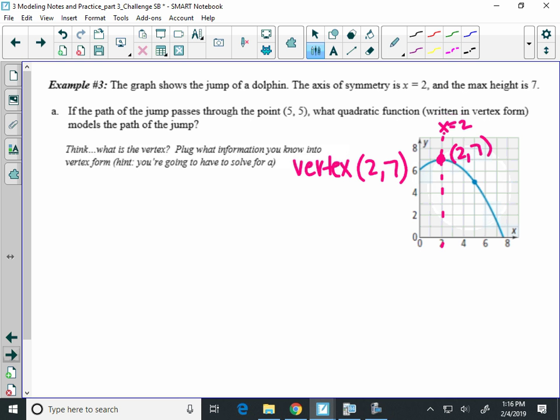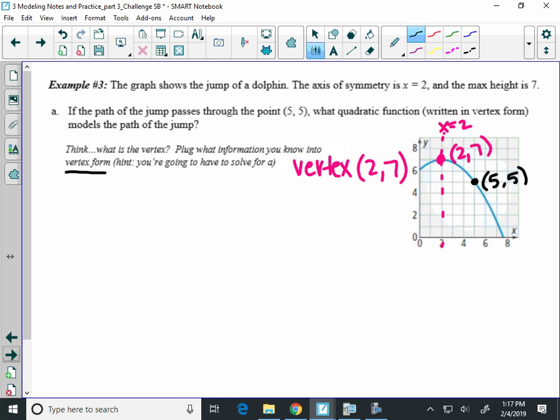Now, if the path of the jump goes through the point (5, 5), that means the dolphin ends up jumping 5 feet out and 5 feet high. We want to know what is the equation of the path of the dolphin's jump. Right? What equation models that parabola? So we know a couple of things. We know the vertex, and we know one point on the graph that's not the vertex. It gives us some hints. It says, plug the information you know into vertex form.